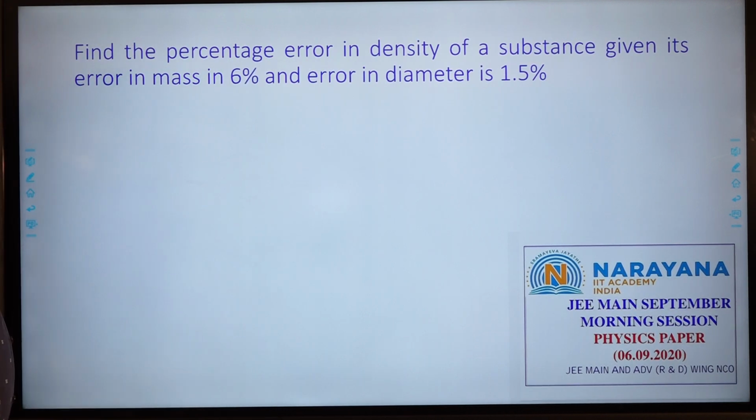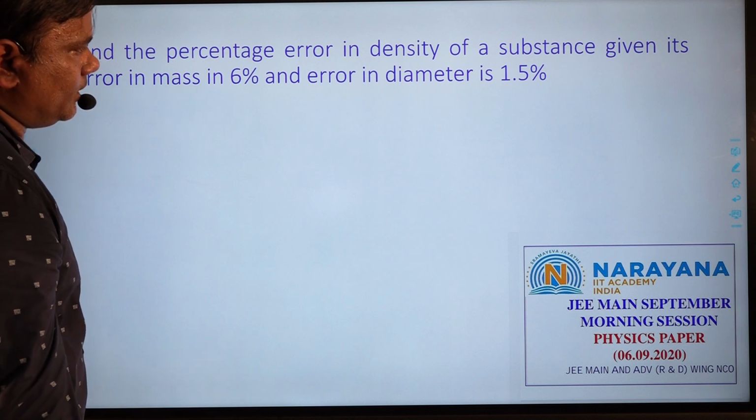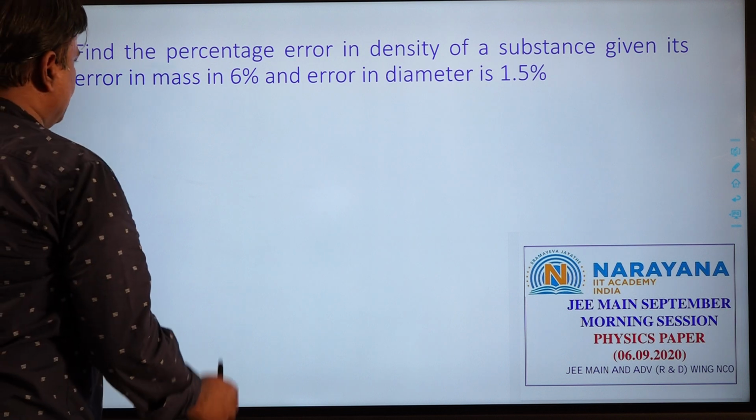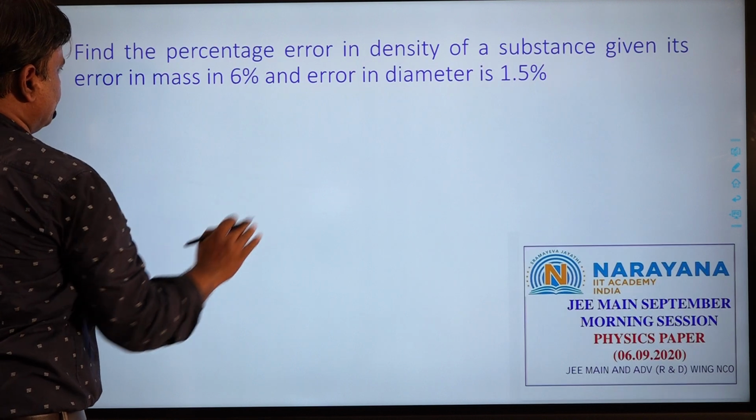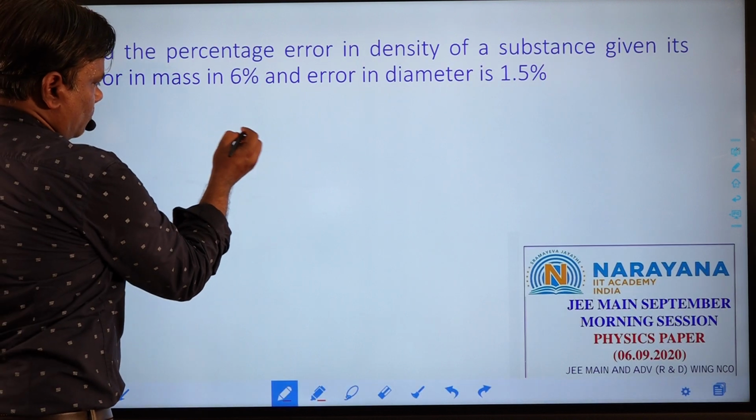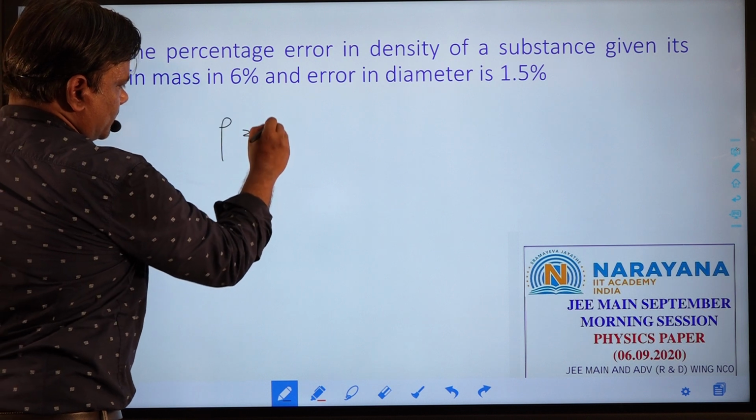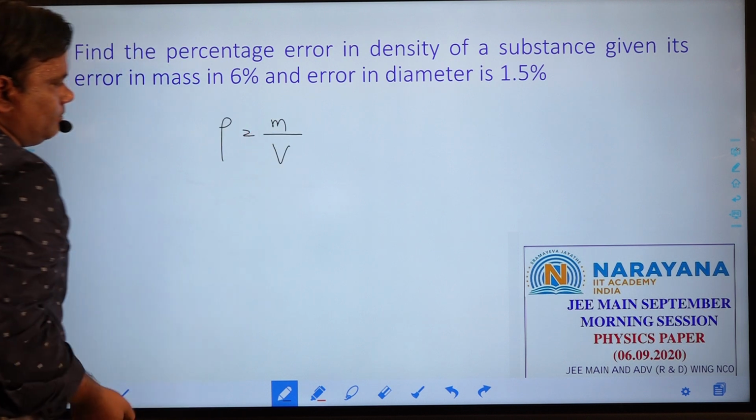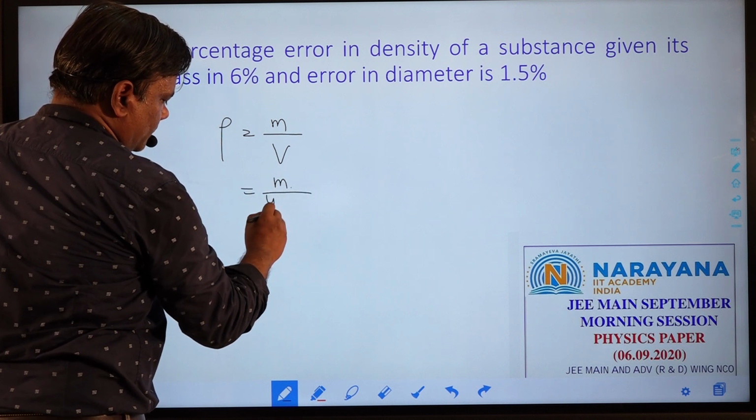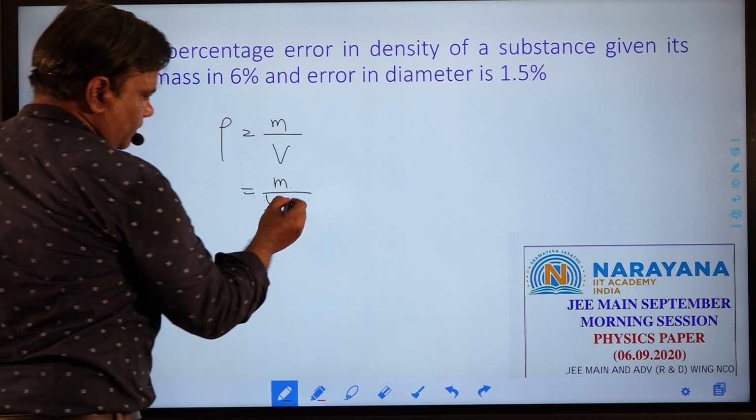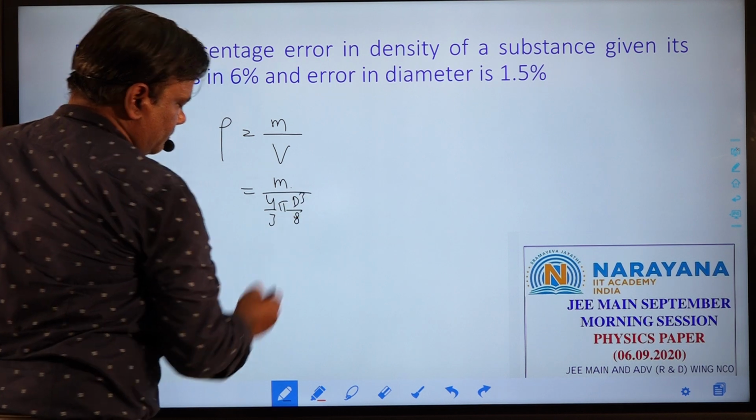The next question is, find the percentage error in density of a substance given its error in mass is 6% and error in diameter is 1.5%. So all of you know that density rho can be written as mass per unit volume, which you can write as mass into 4 by 3 pi r cube, which is d cube by 8.